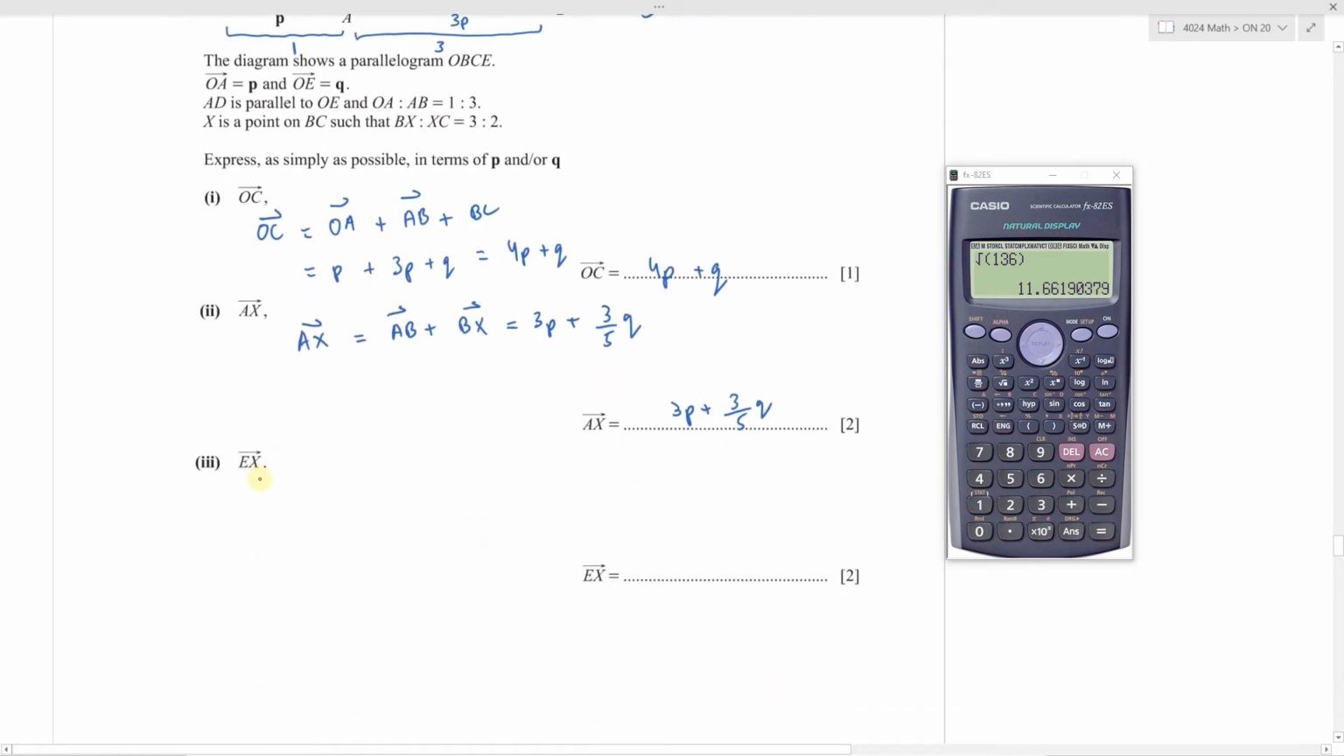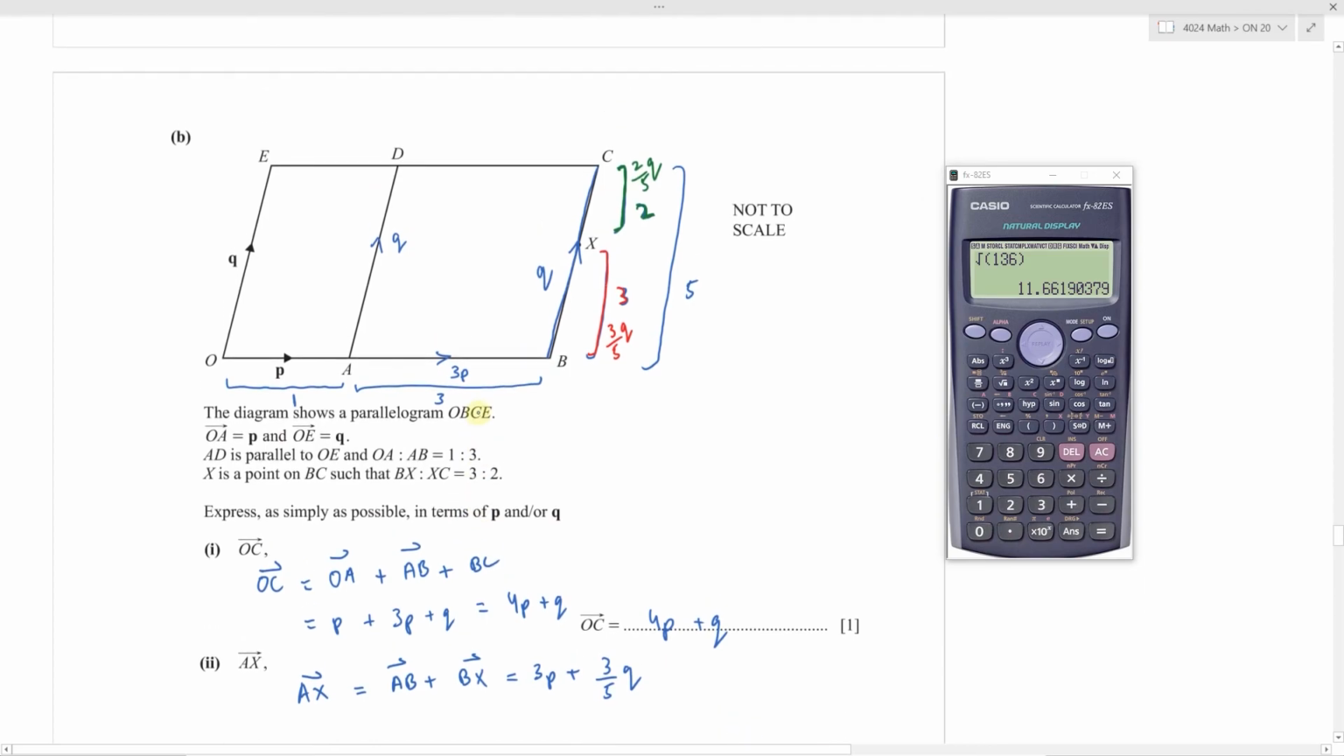Part 3 is EX. So let's go back. EX will be this vector. Again, I can use the head to tail rule. EX will be this vector EC, which is the same as OB. So this full vector here is 4p as well in this direction. And then CX. I know that XC is this vector in this direction, which is 2 by 5q.